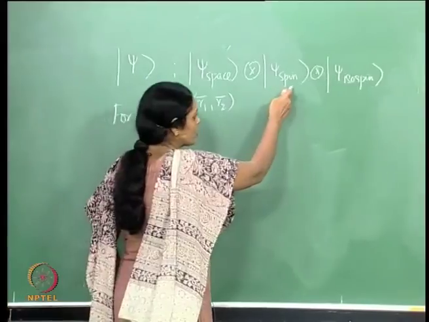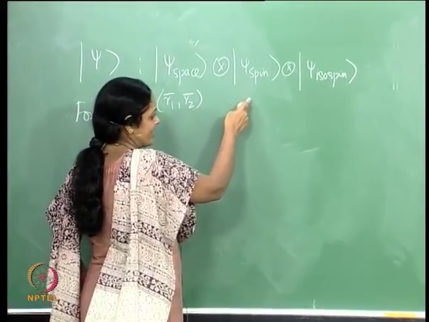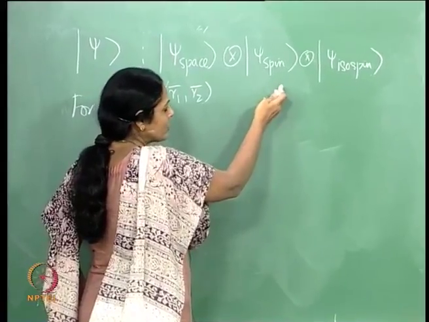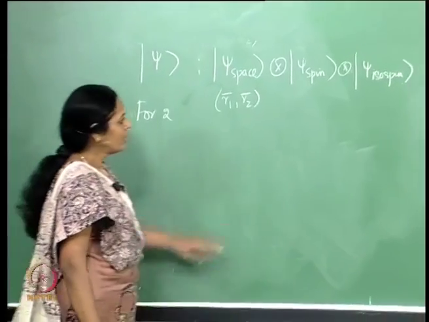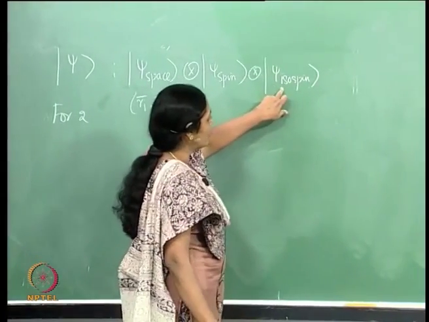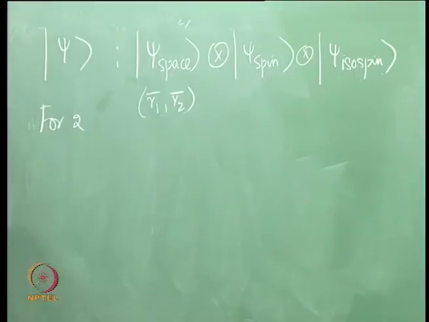Similarly, if you look at psi spin, it will have S of the first pi naught, Sz of the first pi naught, S of the second pi naught, and Sz value of the second pi naught. Isospin I1, I1Z, I2, I2Z, as we have said in this problem.